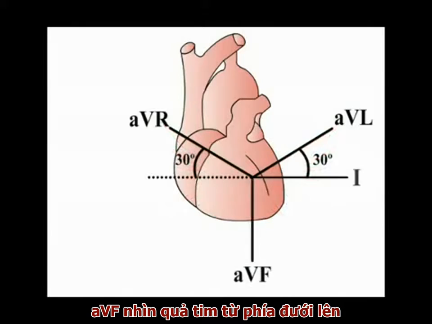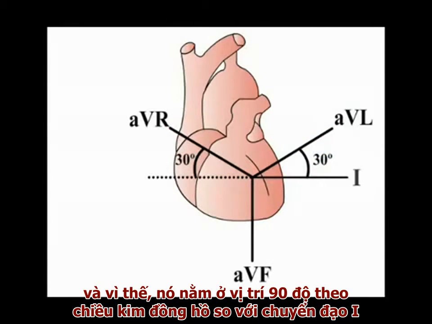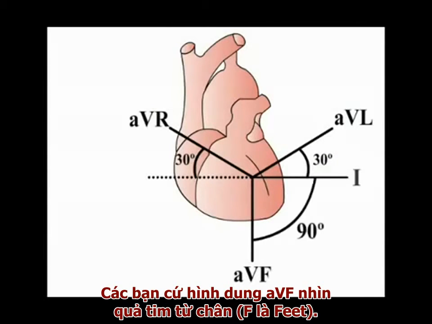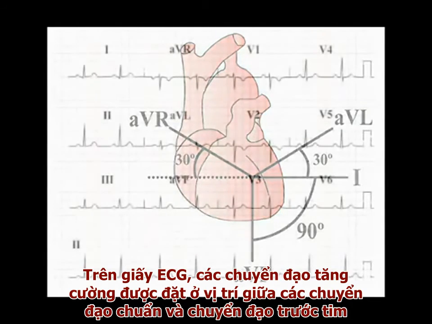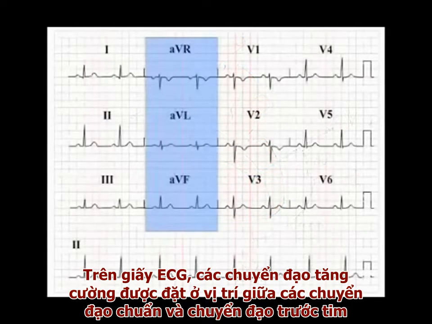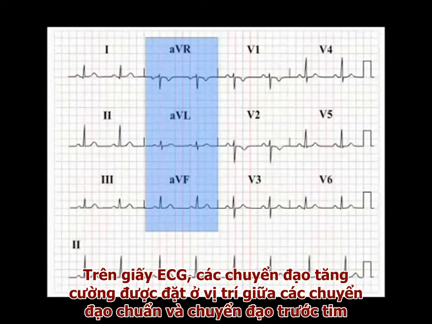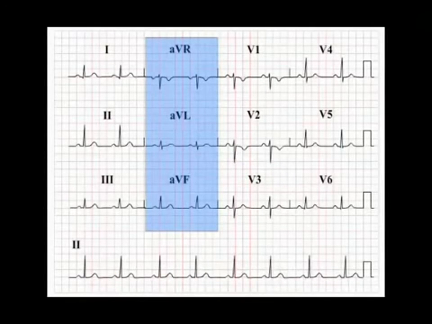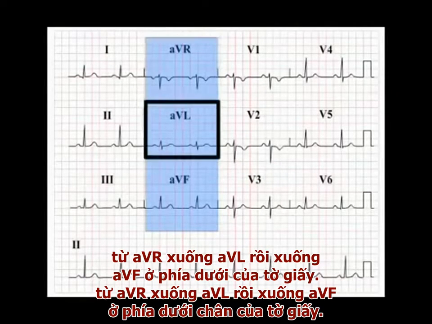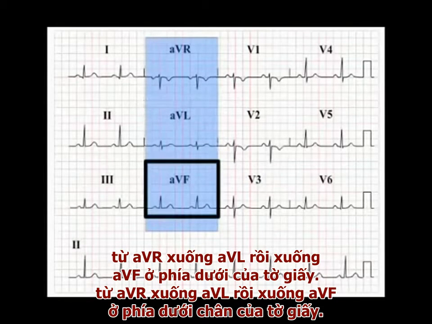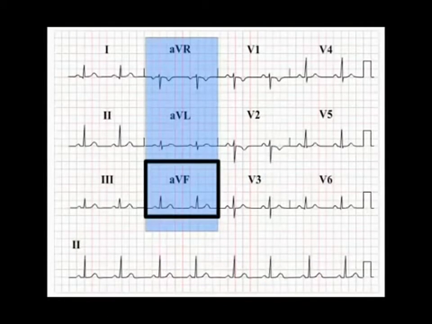AVF looks straight up at the inferior surface of the heart and is therefore at 90 degrees clockwise from lead 1. Think of AVF as looking straight up at the heart from the feet. F is for feet. The ECG readout recordings from the augmented leads are positioned between the standard leads and the chest leads, from AVR to AVL and down to AVF at the foot of the page.